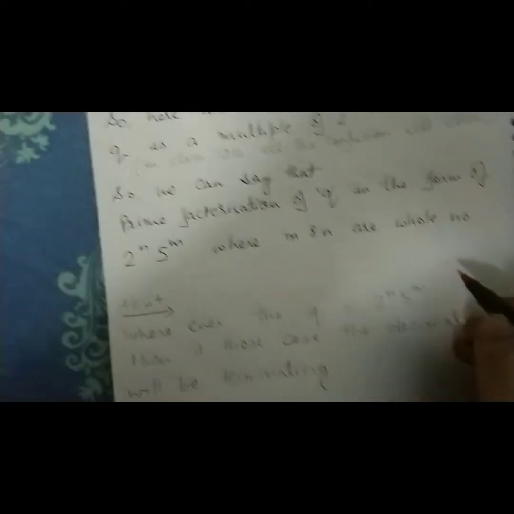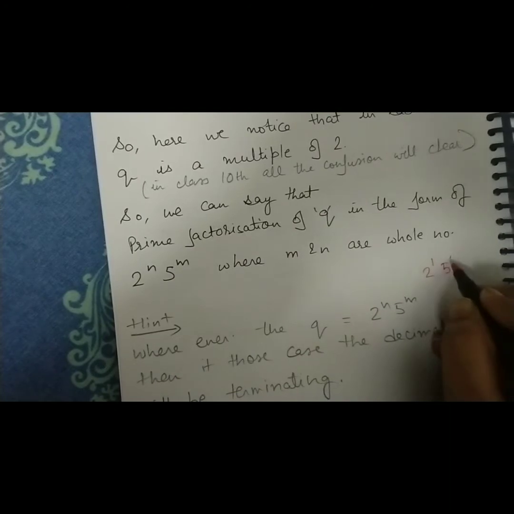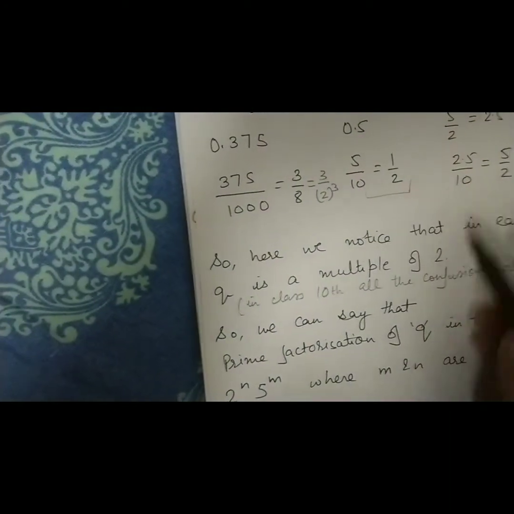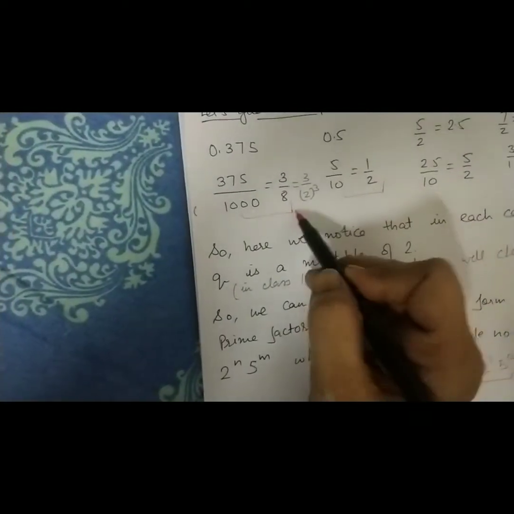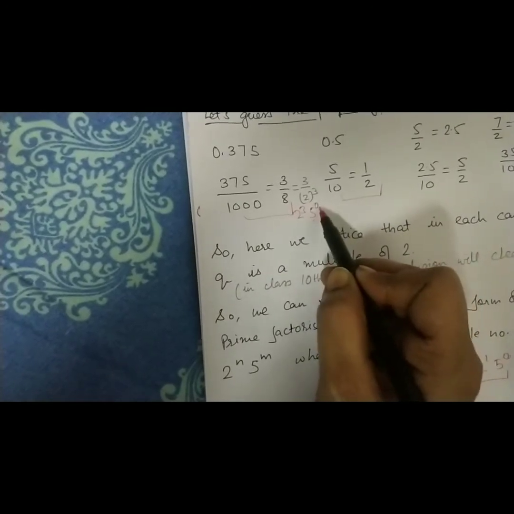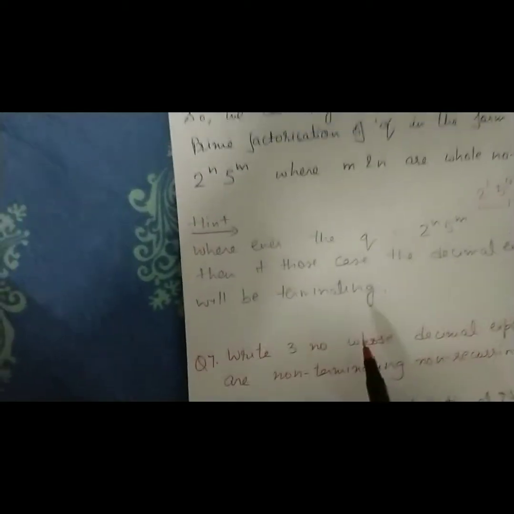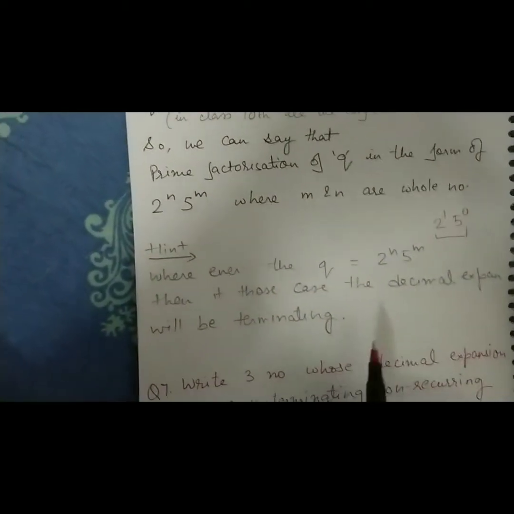Suppose 2 raised to the power m and 5 raised to the power 0, as in the same case where we have written over here. Okay? Then what will be the form of this? 2 raised to the power 3 and 5 raised to the power 0. 5 raised to the power 0 means 1. So we are satisfying this form. So here the number will be terminating. Now let's move towards question part 7.